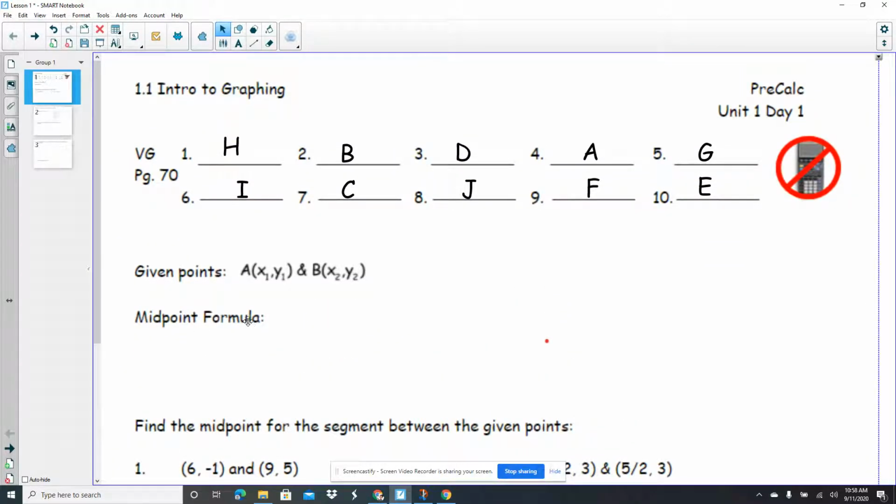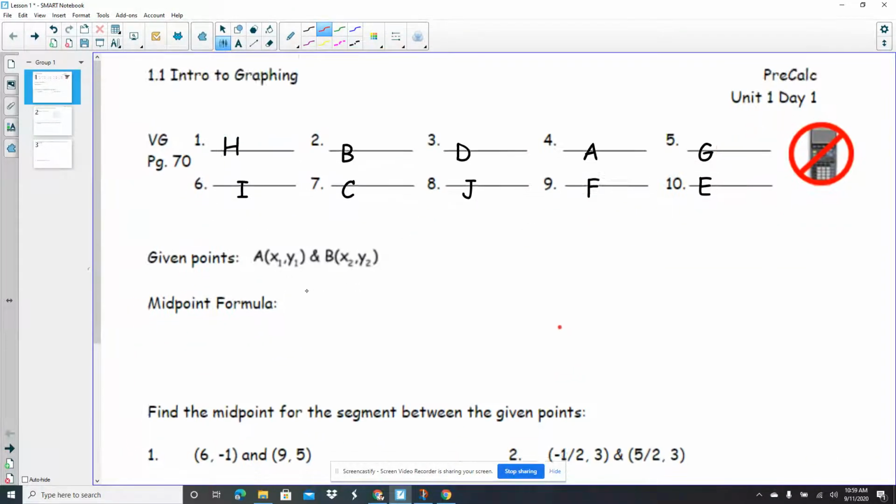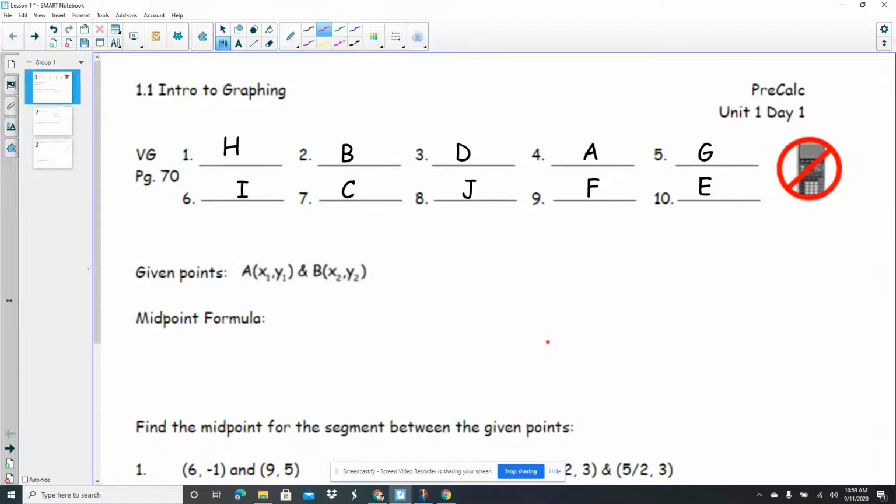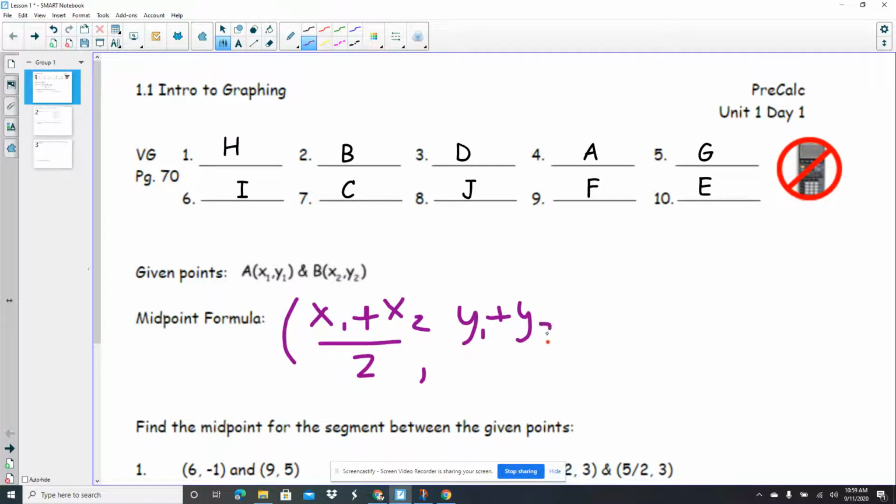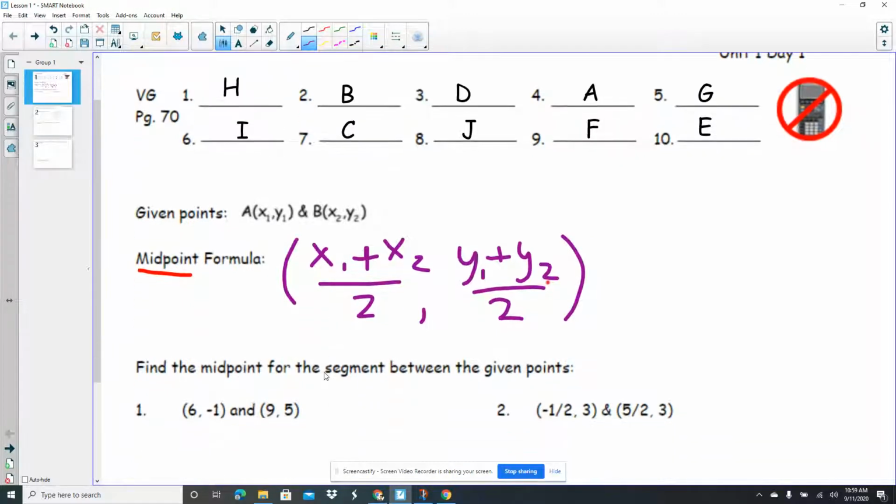So first and foremost, we will use the midpoint formula, a little blast from the past, I'd say. The midpoint formula is the average of the x's and the average of the y's. So we're going to add the x's together, divide by 2, and we're going to add our y values together and divide by 2. So there's our midpoint formula. The middle point, the average point. There we go. So let's practice that formula here.